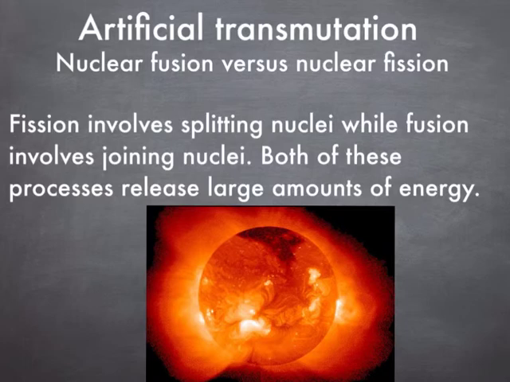Both of these processes, whether it be fission or fusion, release large amounts of energy. Now you see I have a picture of the sun there. The sun, or any star really, are gigantic nuclear fusion reactors. Nuclear fusion is a lot harder to accomplish on Earth. We can only do it in very small quantities because it releases a large amount of energy. We haven't found a way to control it. We haven't found a way to make it work efficiently for us and safely for us.